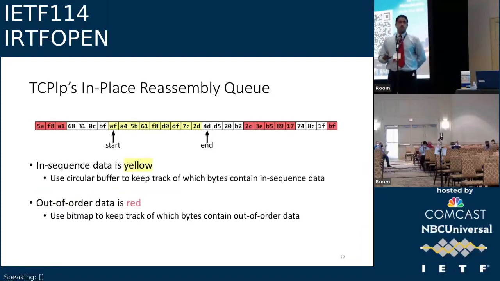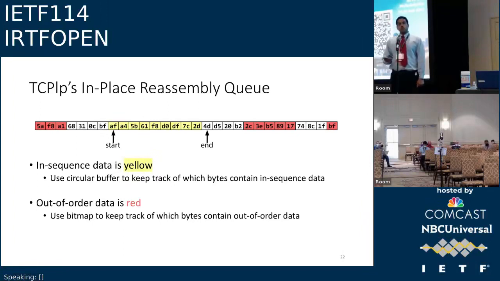Okay, so the way this works is that we have our flat array, and the yellow region with the start and end pointers is just a circular buffer to store our in-sequence data. And as we receive out-of-sequence data that needs to be reassembled, we store it in the same array past the end of the circular buffer, using a bitmap to keep track of which of these bytes are active, corresponding to received out-of-sequence data, and which of them are just empty slots on the array where new data can be stored.